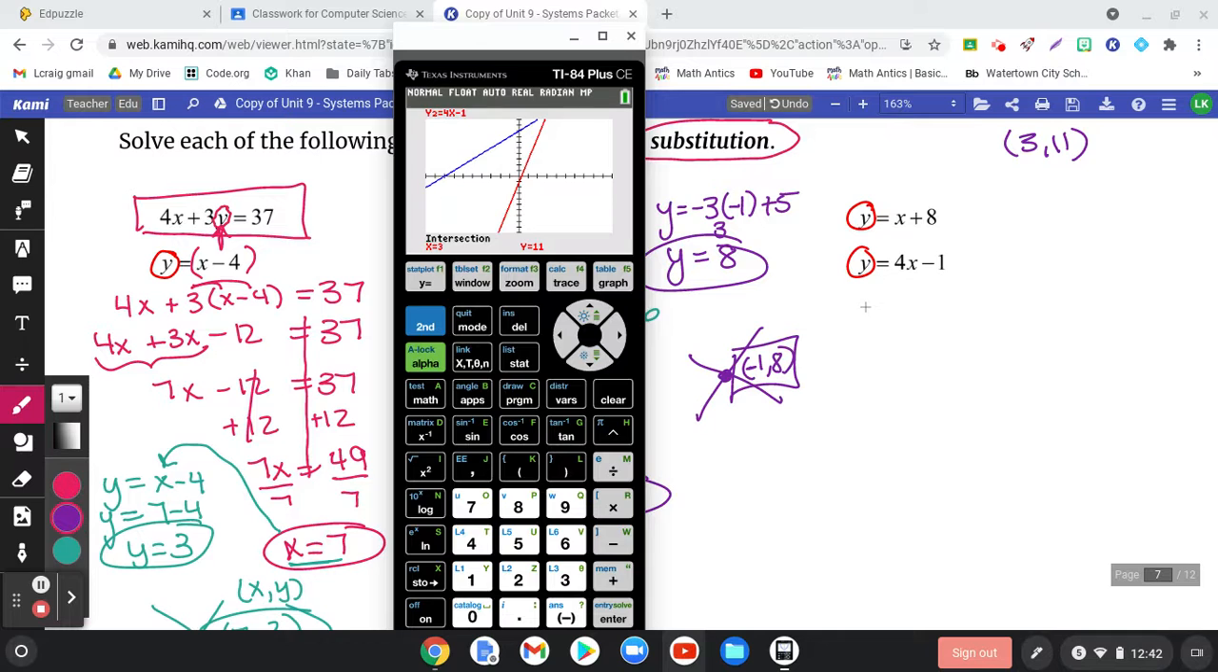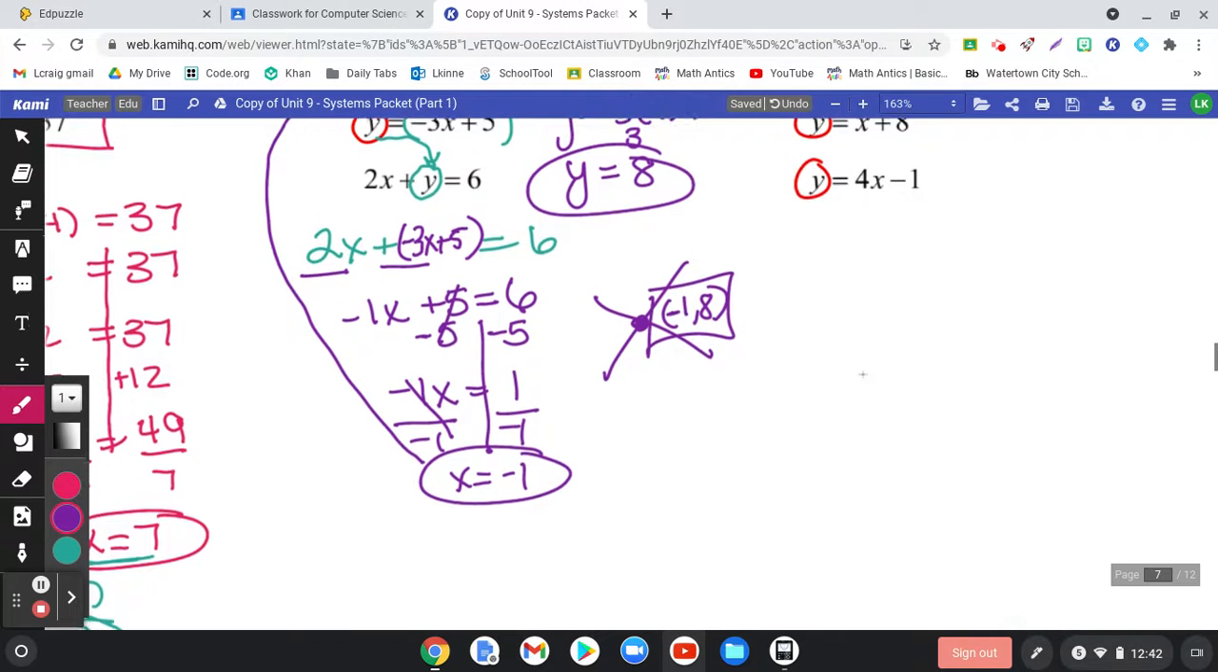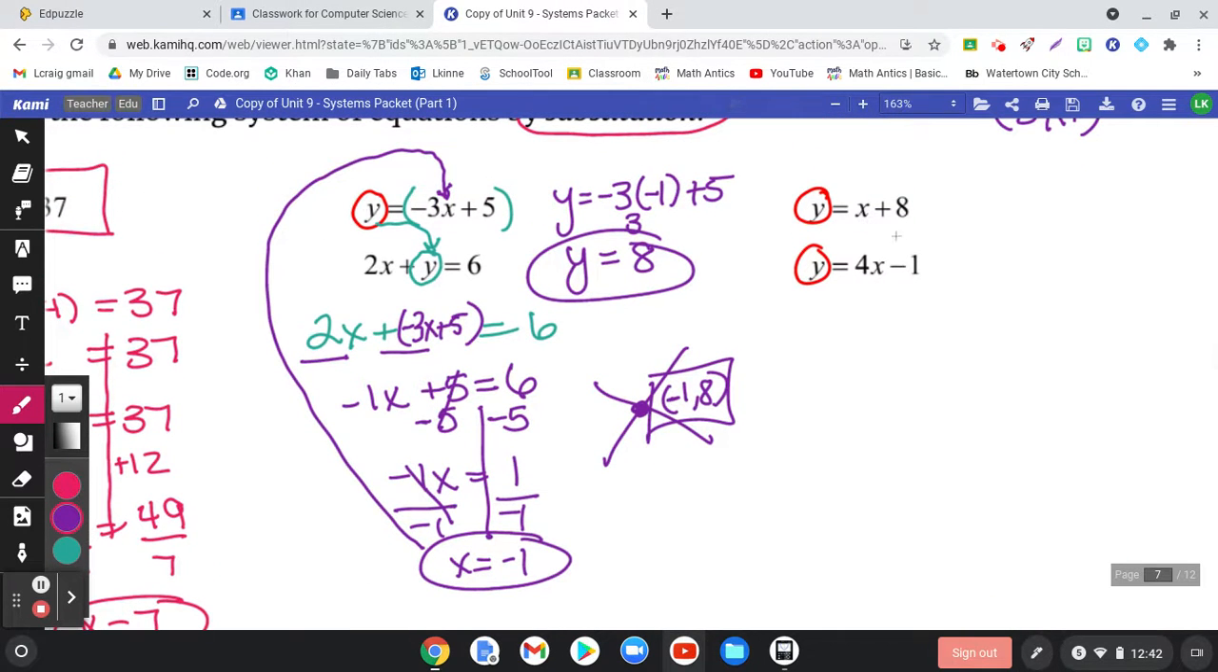Okay, now since these are both equal to y, that means they're both equal to each other. So I'm just going to set them equal to each other. I'm going to put the 4x minus 1 equals x plus 8.